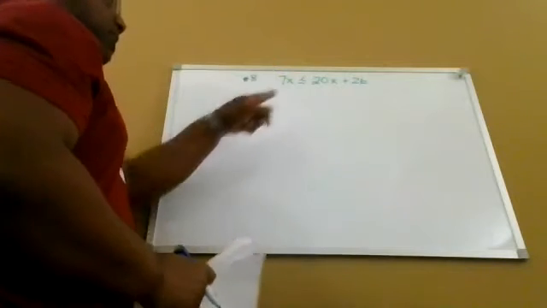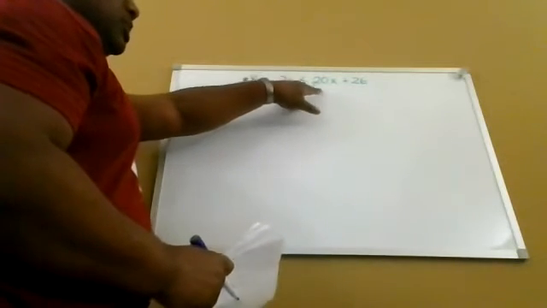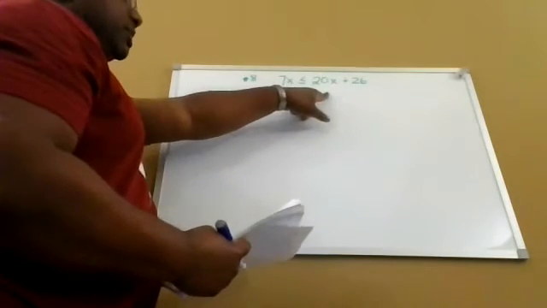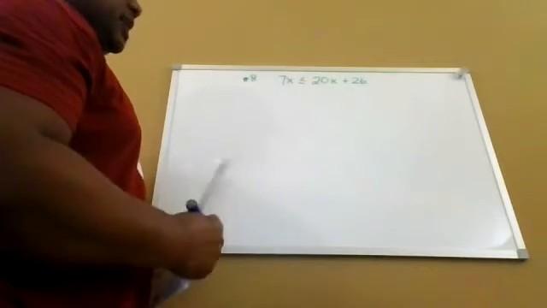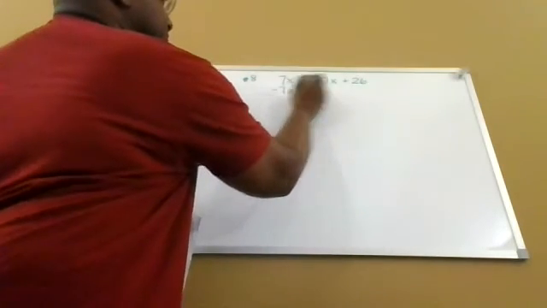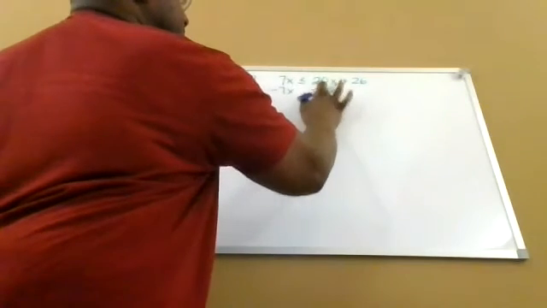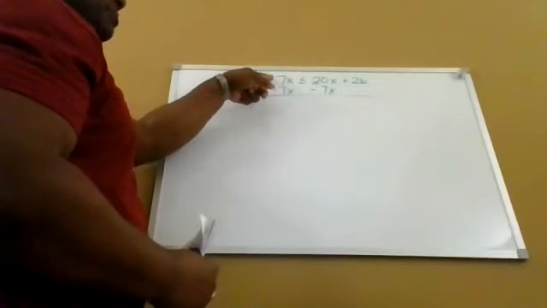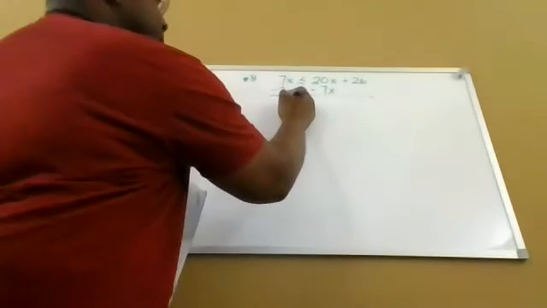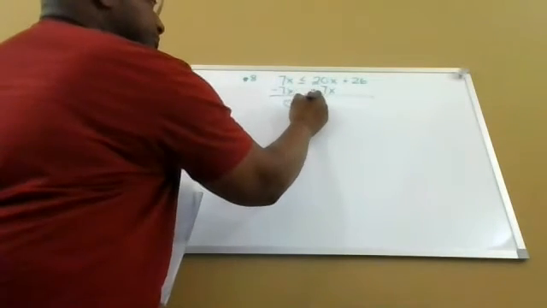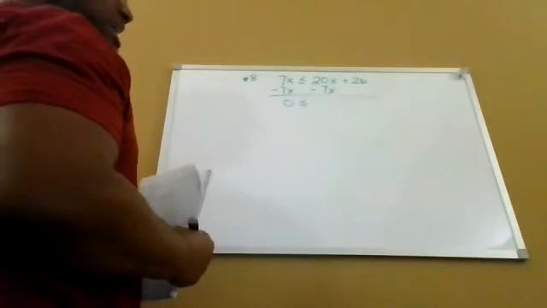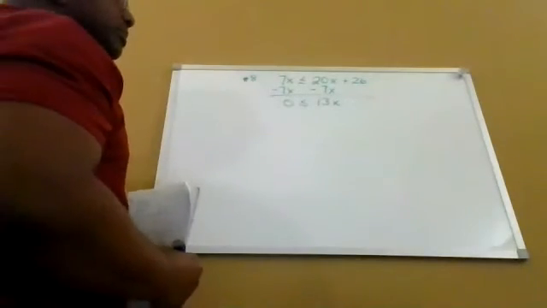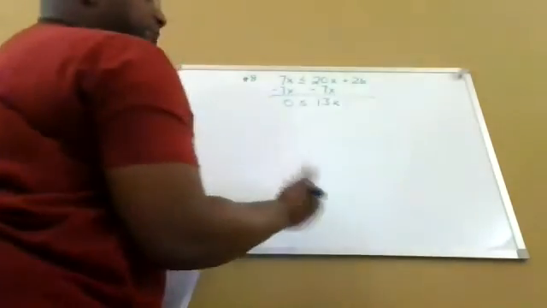So here I have the inequality 7x is less than or equal to 20x plus 26. Now to solve this for x, I'm going to subtract 7x from both sides. On the left-hand side, 7x minus 7x equals 0. Bring down my less than or equal to. 20x minus 7x equals 13x. And bring down my plus 26.